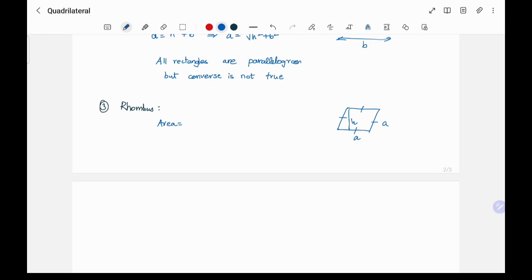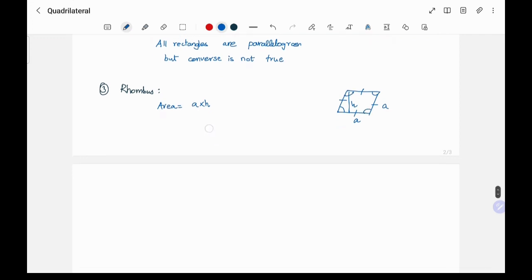If we have height h, it will be A into h, correct? And so here again the opposite angles are equal, and we have one additional property: the diagonals bisect at right angles.